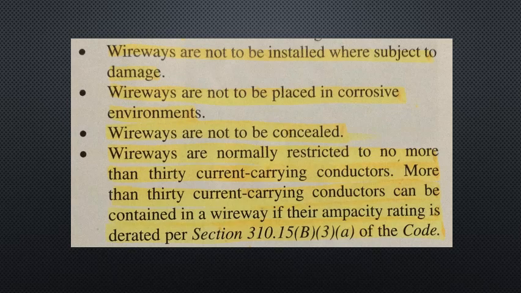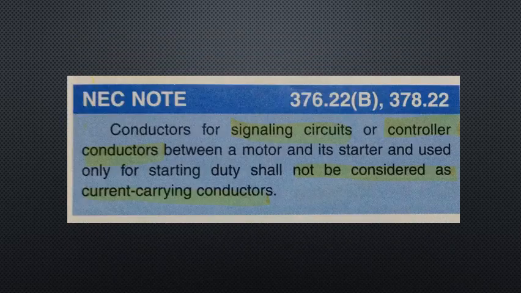More than 30 current carrying conductors can be contained in a wireway if the ampacity rating is derated per section 310.15(B)(3)(a) of the code. NEC NOTE: 376.22(B) and 378.22. Conductors for signaling circuits or controller conductors between a motor and its starter and used only for starting duty shall not be considered as current carrying conductors.